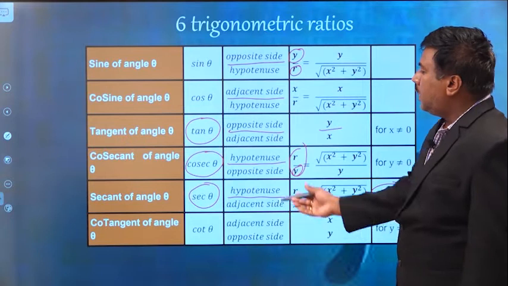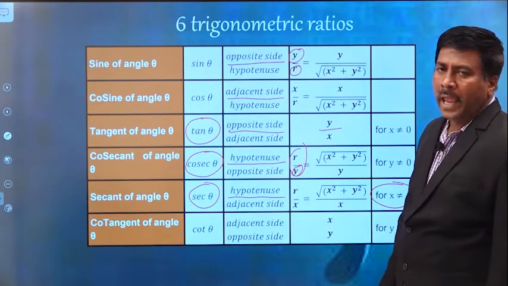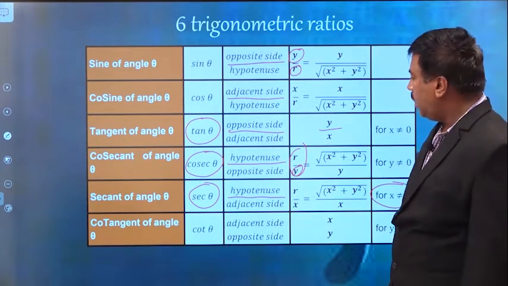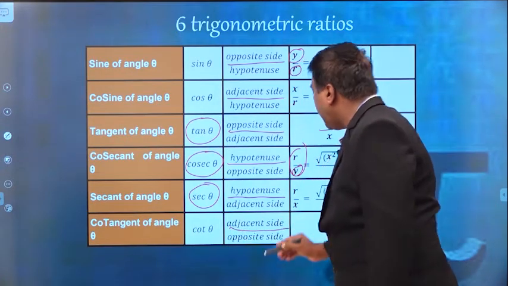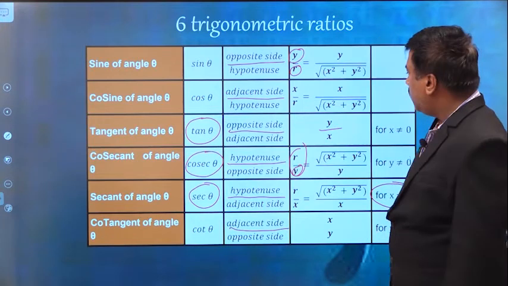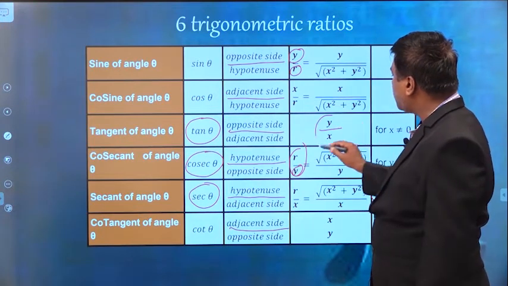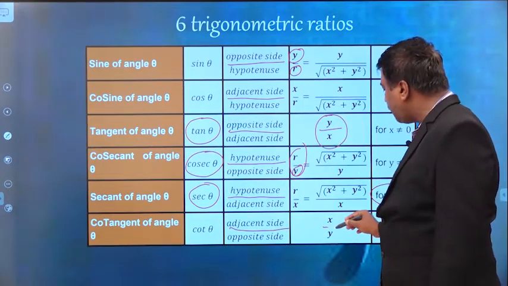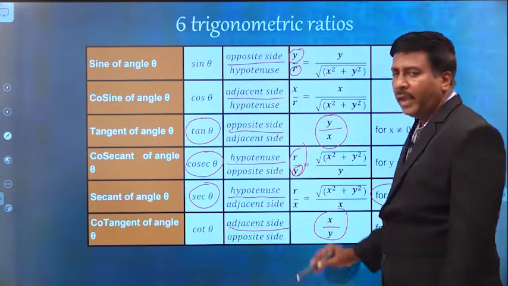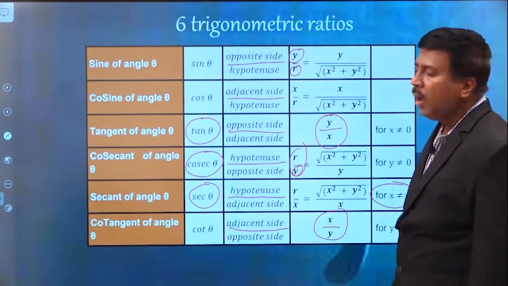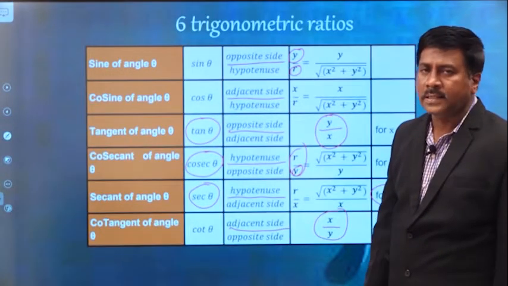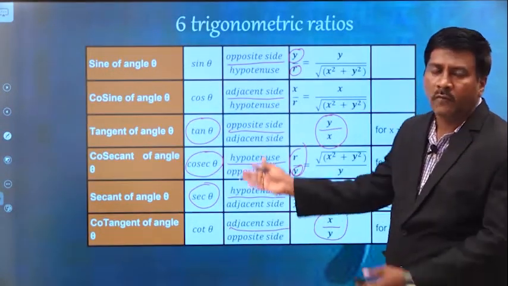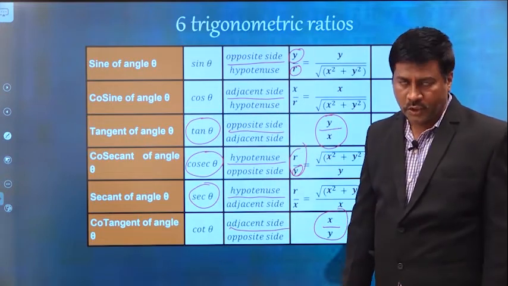Next, the sixth one is the cotangent of the angle, that is cot theta. It is the reciprocal of tan theta, equal to adjacent side by opposite side. Here the tan ratio is y by x, and taking the reciprocal gives x by y. This is called the cotangent of the angle, or simply cot theta. Likewise, you have to define all the trigonometric ratios.